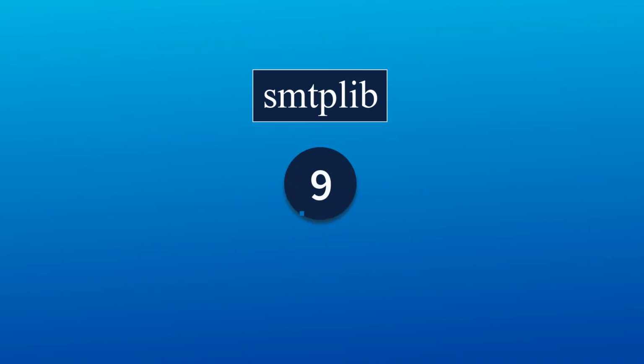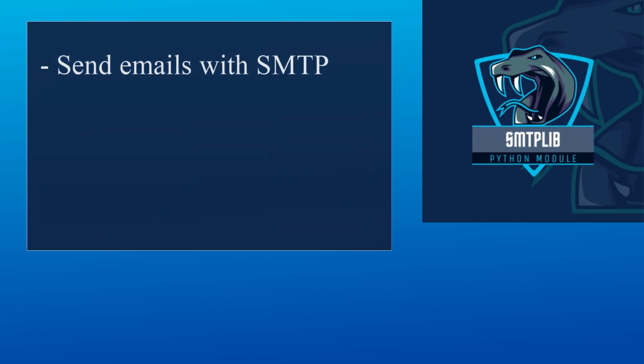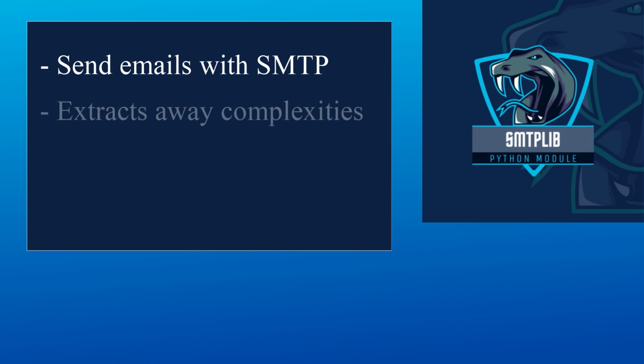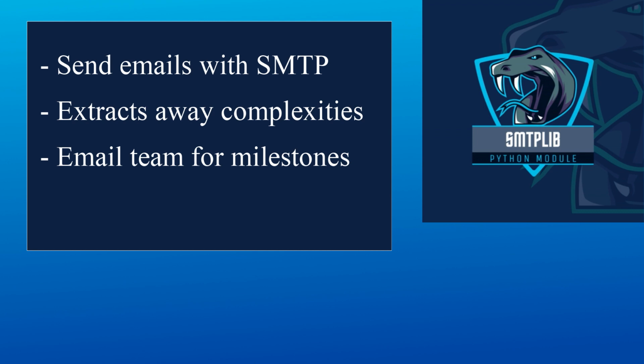Number 9. smtplib. The smtplib module is used for sending emails using the Simple Mail Transfer Protocol, and it abstracts away all the complexities of SMTP. Email your team when CI/CD milestones are reached or for serious warnings. It is included with Python 3, so we don't need to install it.